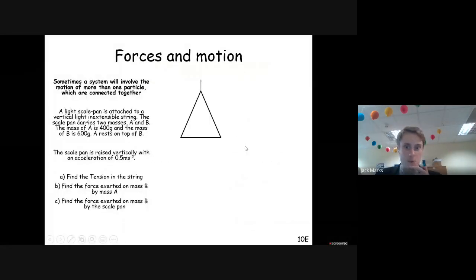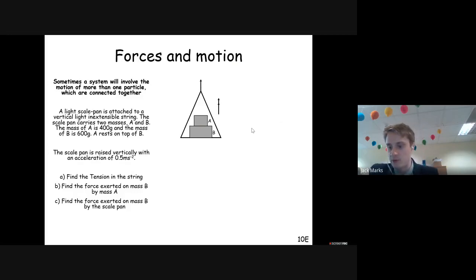We're going to talk about a more complicated question here now. So, situation: pause the video and have a quick read. It should look like this. Make sure that you're able to go from the text to the diagram, because sometimes the diagram is not there and you have to draw it yourself.